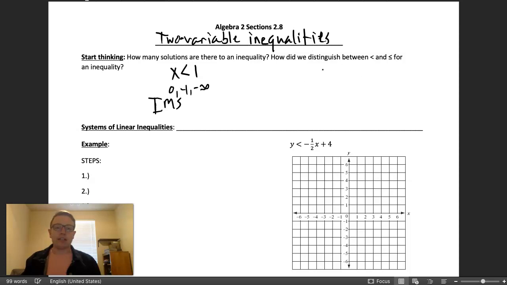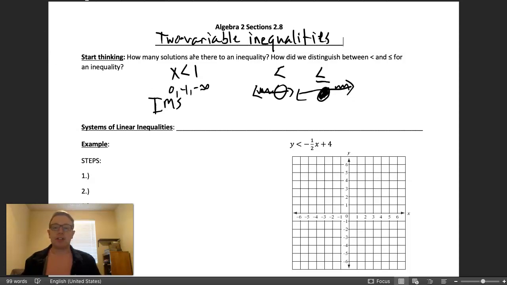All right, how did we distinguish between less than and less than or equal to, or greater than and greater than or equal to? Well, to do that, we made an open dot for a less than sign and a closed dot on our number line for a less than or equal to. So we'd have something like that versus something like this. Looking at these, we only have one variable in these.